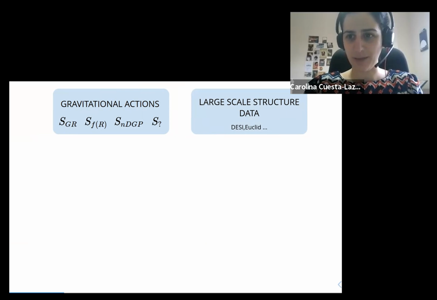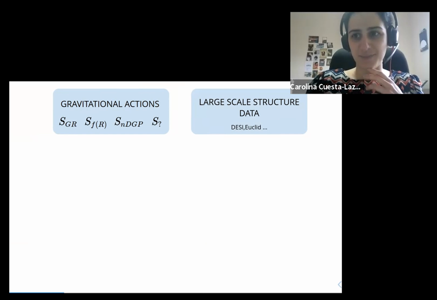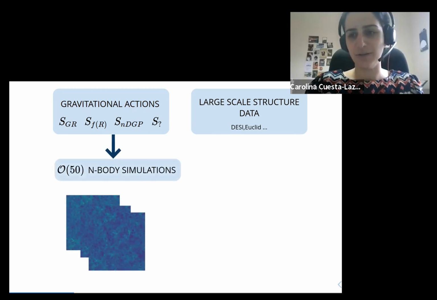We're going to have to worry about what happens outside of the linear regime. And to do that, perturbation theory is not going to be good enough. We're going to have to run n-body simulations. So what we want to do is start with a set of the order of 50 n-body simulations for each one of the models that we want to test at varying parameter values. So we'll vary both the cosmological parameter values and the parameters of the theory of gravity together, because they might be degenerate, right? So if you really want to have robust inference, you need to worry about them both.